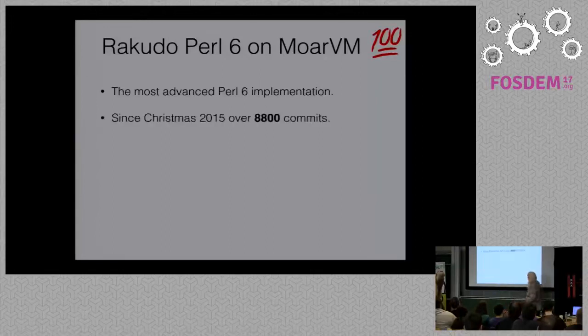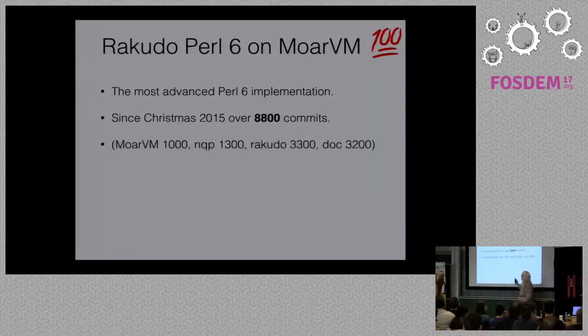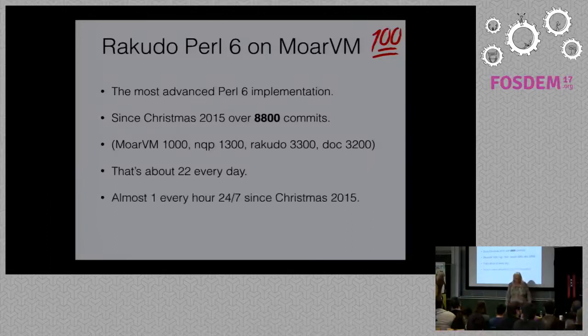Since Christmas, we have had over 8,800 commits, which is about 1,000 for MoarVM, about 1,300 for NQP, about 3,300 for Rakudo, and for the documentation also about 3,200. So that's about 22 every single day since Christmas. I think that's quite a lot of work. So it's almost one every hour. We're not working for the hour, but yeah. So get more people in Perl 6 involved and write documentation. If you find a problem with documentation, it's a good way to start.